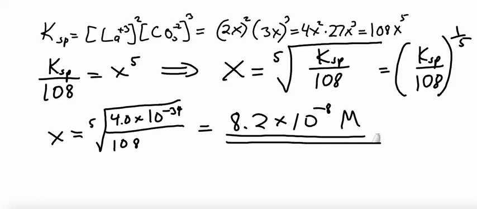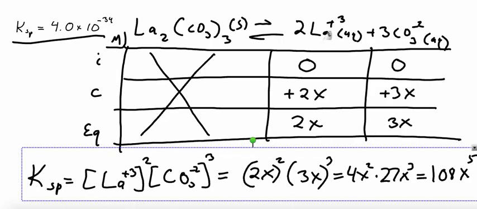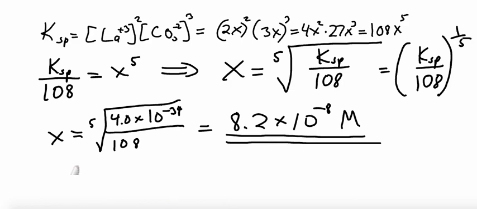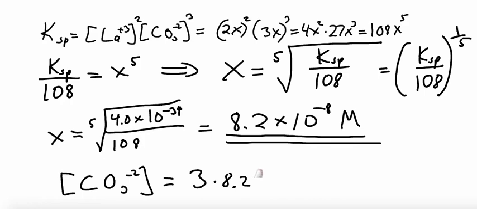Notice that's not the concentrations of the individual ions. If we wanted the concentrations of the individual ions, we go back to our ICE table and see the concentration of lanthanum is 2x and the concentration of carbonate is 3x. So if we wanted to, we could come back here and say that the concentration of carbonate is 3 times 8.2 times 10 to the negative 8th molar. And notice this is a very, very small concentration.